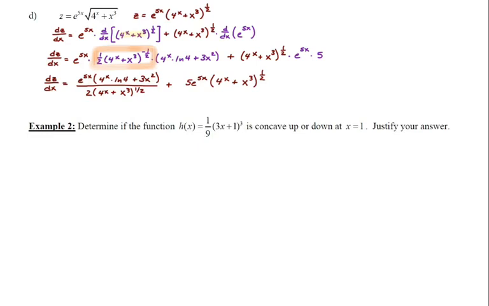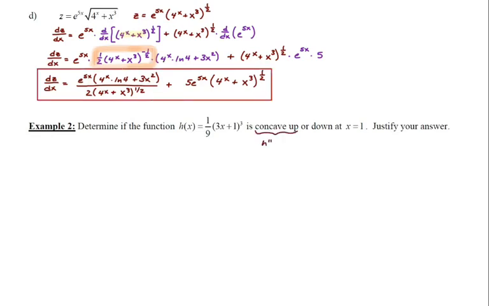For example 2, we're asked to determine if a function 1/9 times 3x plus 1 quantity cubed is concave up or concave down. So what I would want you to be thinking at this point is, what does concave up and concave down mean? So concave up would be the second derivative is positive or the second derivative is negative for concave down. And again, it would be specifically at whatever x value you're asking you to find.